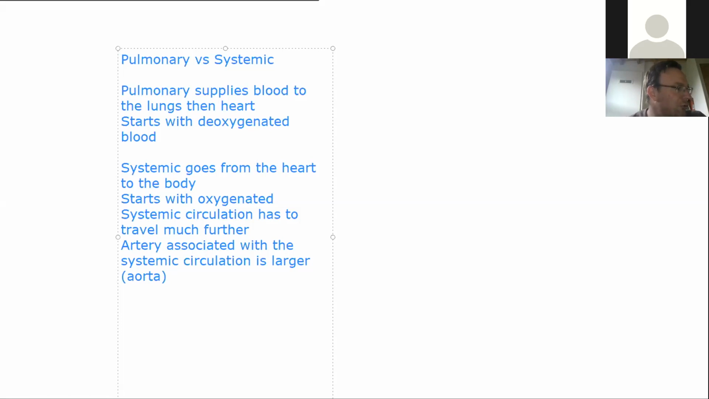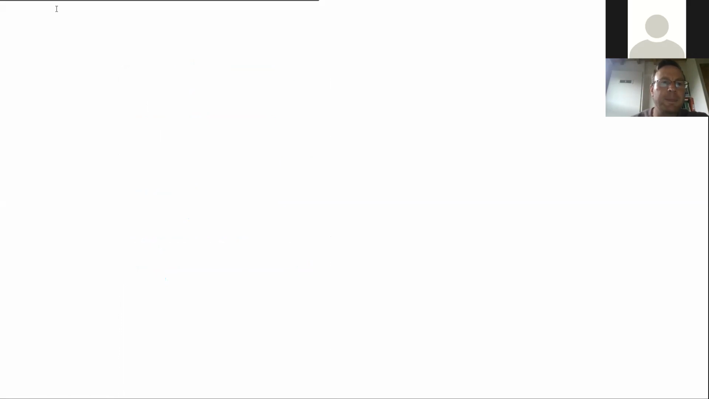We'll now look at the structure and function of blood vessels. So can someone write in the chat box the structure of a capillary for me, please? Structure of a capillary.